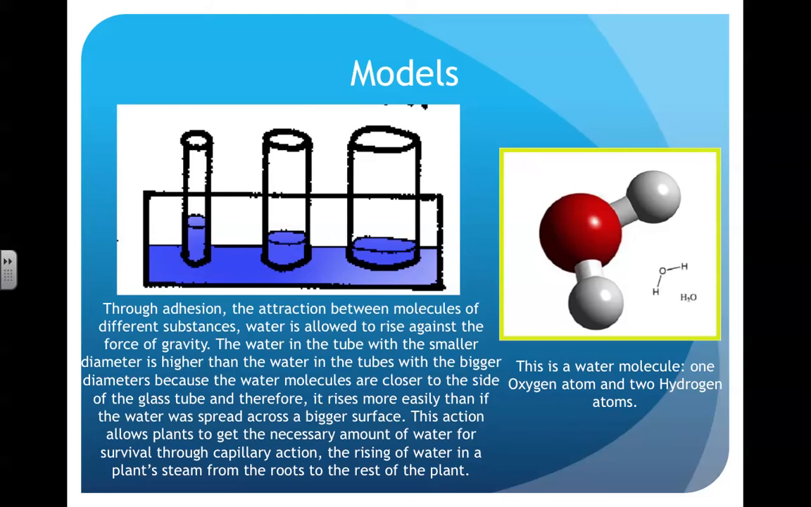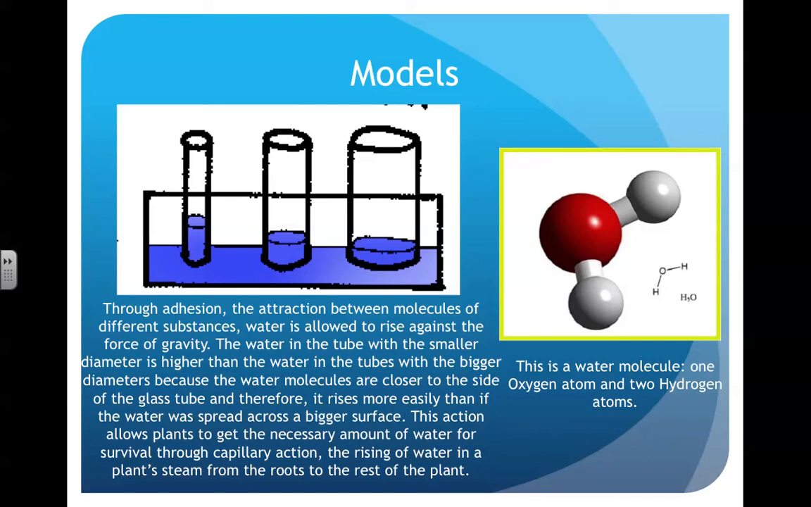tubes with the bigger diameters because the water molecules are closer to the side of the glass tube, and therefore it rises more easily than if the water was spread across a bigger surface. This action allows plants to get the necessary amount of water for survival through capillary action, which is the rising of water in a plant stem from the roots to the rest of the plant.